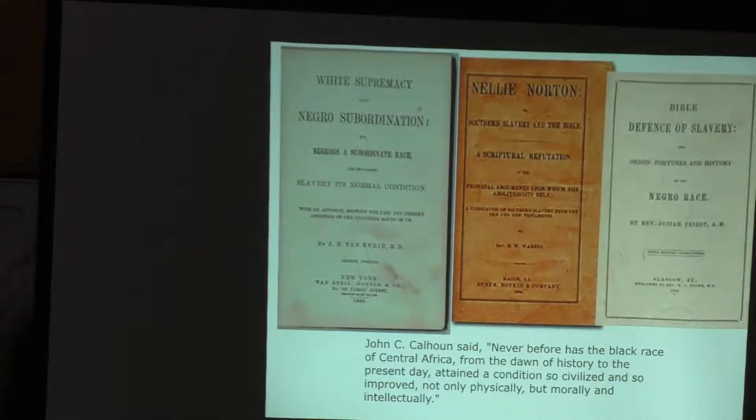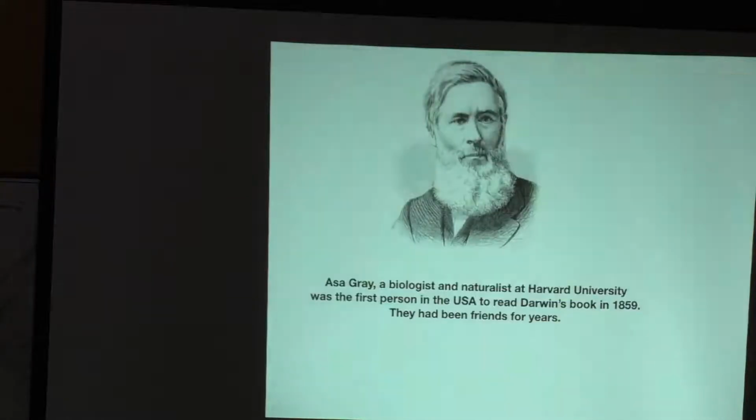Anyway, here's John Calhoun, who just had his name stripped from a college at Yale because he wrote this kind of stuff a couple hundred years ago, and they decided they didn't want to have his name anymore around. He said, "Never before has the black race of Central Africa, from the dawn of history to the present day, attained a condition so civilized and so improved, not only physically, but morally and intellectually."